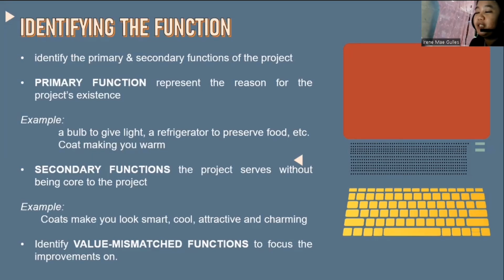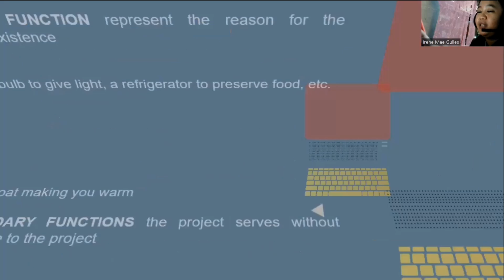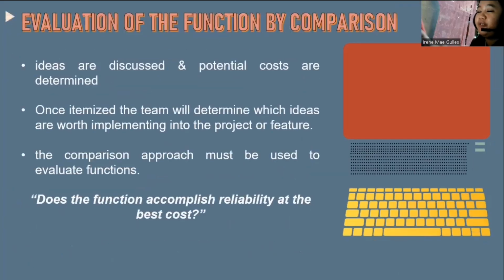So now let's proceed to secondary functions. These are what the project serves without being core to the project, for instance, withstanding shock, etc. Again, like my example earlier, the secondary function of the coat is to make you look smart, cool, attractive, and charming. After defining those two functions, the team should also identify value mismatch functions to focus the improvements on. So next, let's proceed to evaluation of the function.